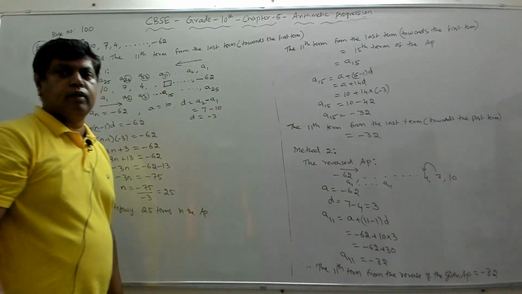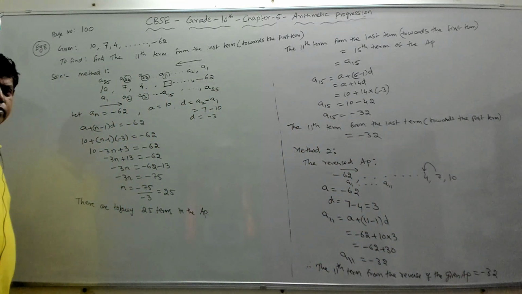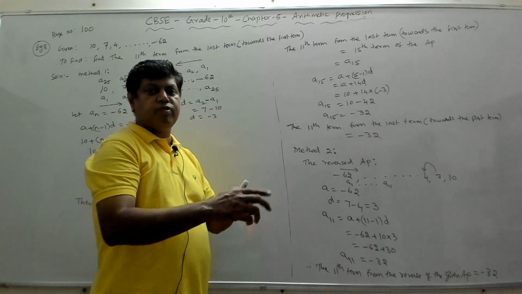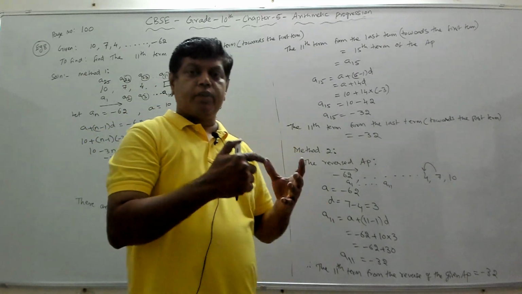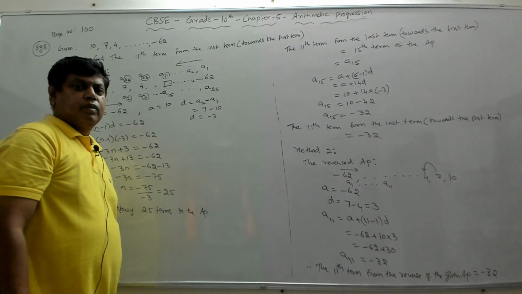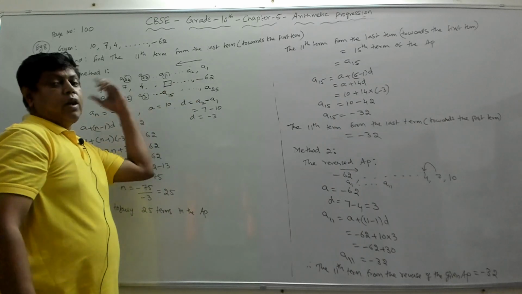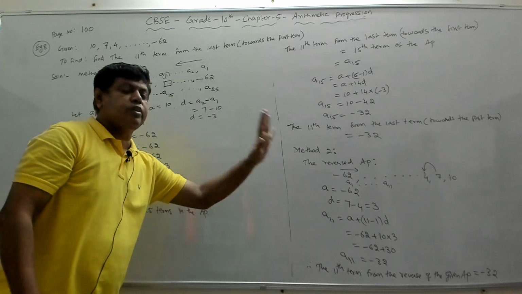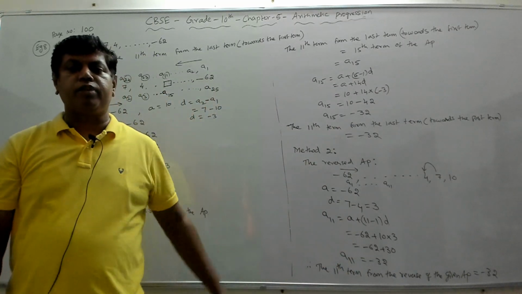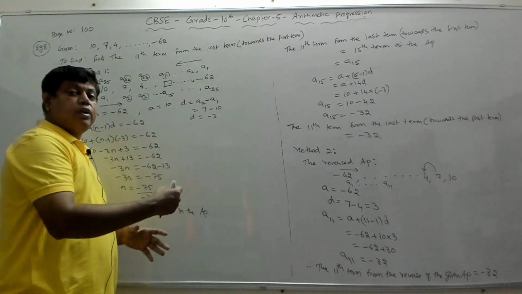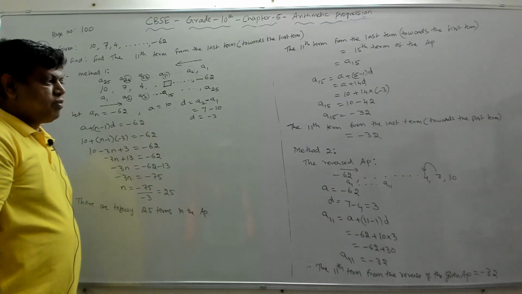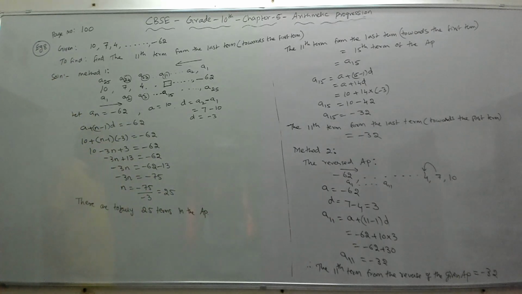You can use any one of the methods to solve this, but I would say use this method because it is easy. Whenever they ask you to find the 11th term or any particular term from the last term, you reverse the AP and find that term. If they ask for the 13th term from the last term, you reverse the AP and use the formula A plus n minus 1 into D to find the 13th term. Fine, so this completes example 8.